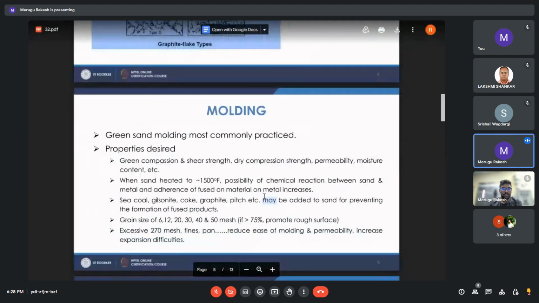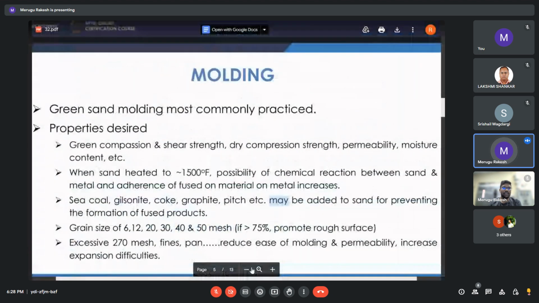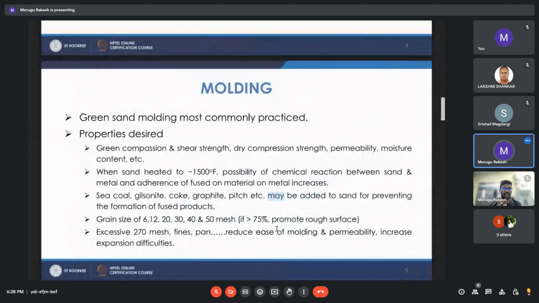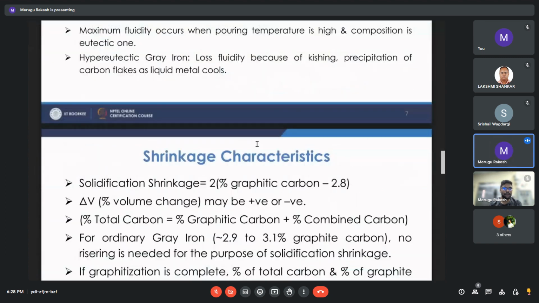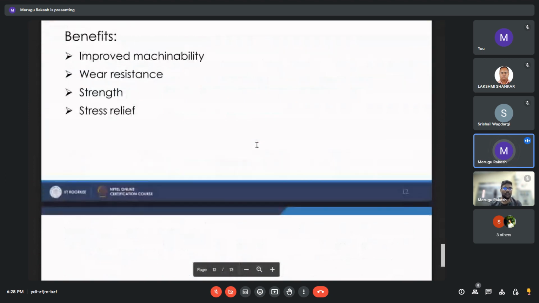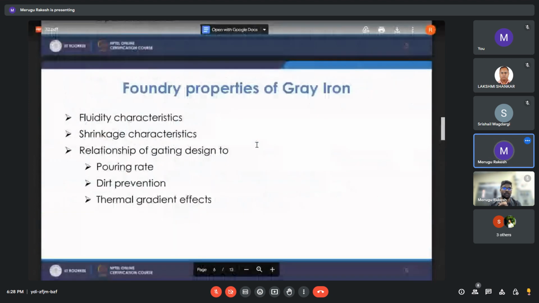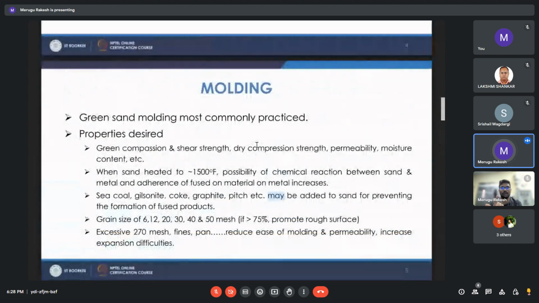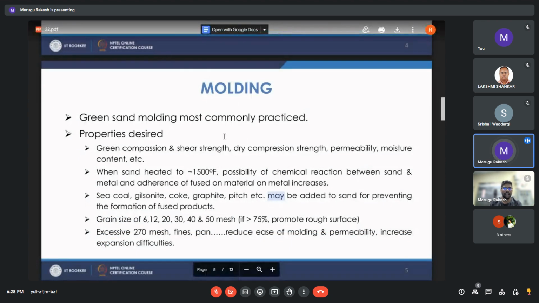Each and every lecture deals with different types of cast irons. For example, gray cast iron. Next we can discuss white cast iron, and then there is molding practice, foundry, inoculation, and heat treatment. These are the basic aspects we have to consider. The first part is the microstructure and chemical composition and how they affect the cast iron. The second is the molding for casting purposes. Here we are using green sand molding for casting these gray cast irons.